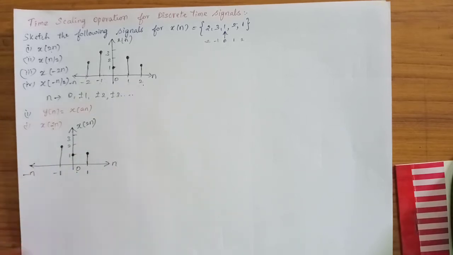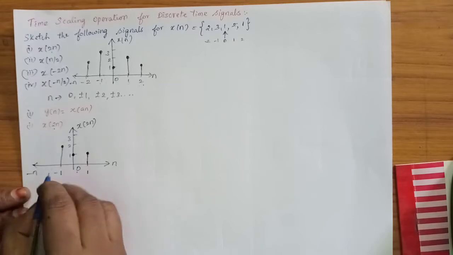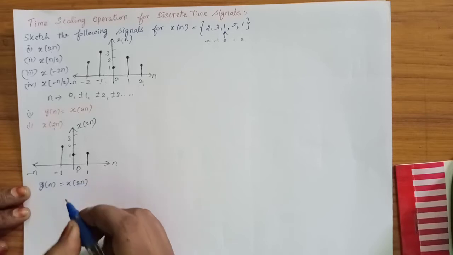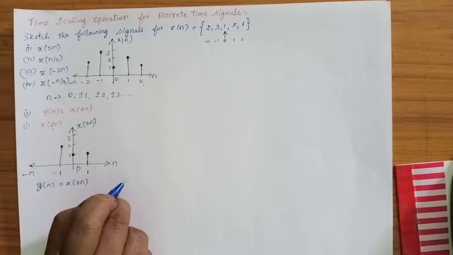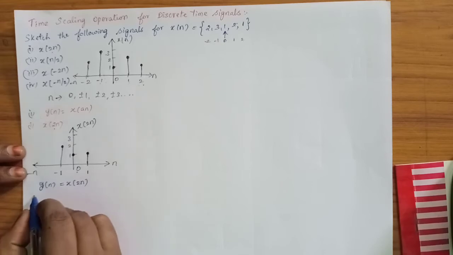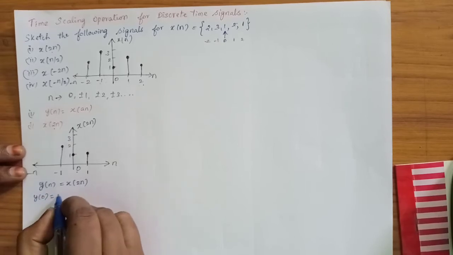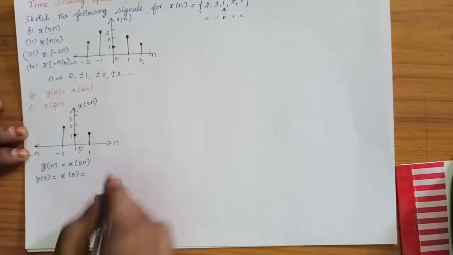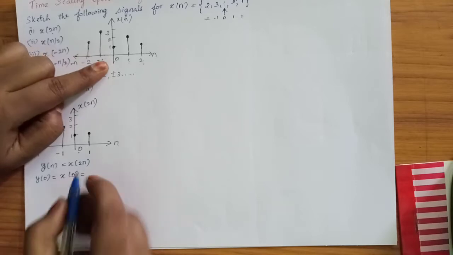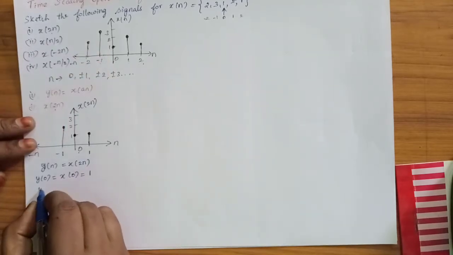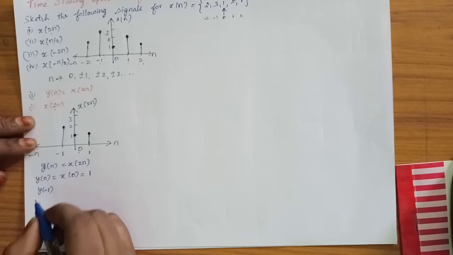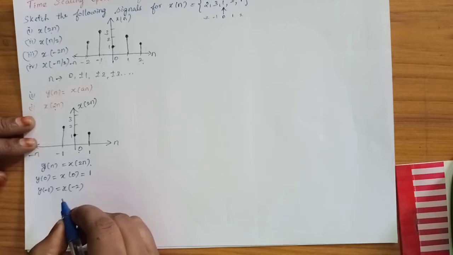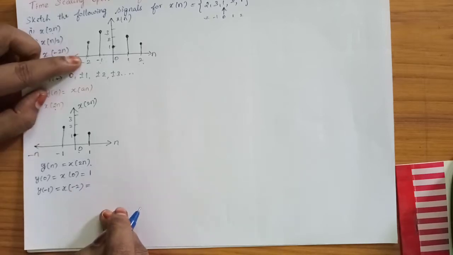Okay, this we can prove mathematically. So y of n equal to x of 2n, right? If I substitute n equal to 0, y of 0 equal to x of 2 into 0, that is x of 0, and x of 0 is 1. Okay, and if I substitute n equal to minus 1, 2 into minus 1, x of minus 2. So x of minus 2 equals 2.